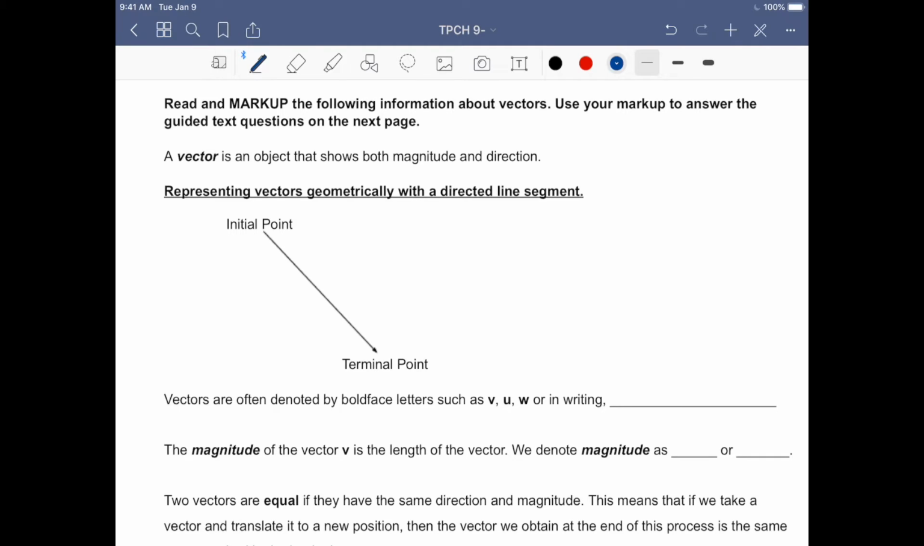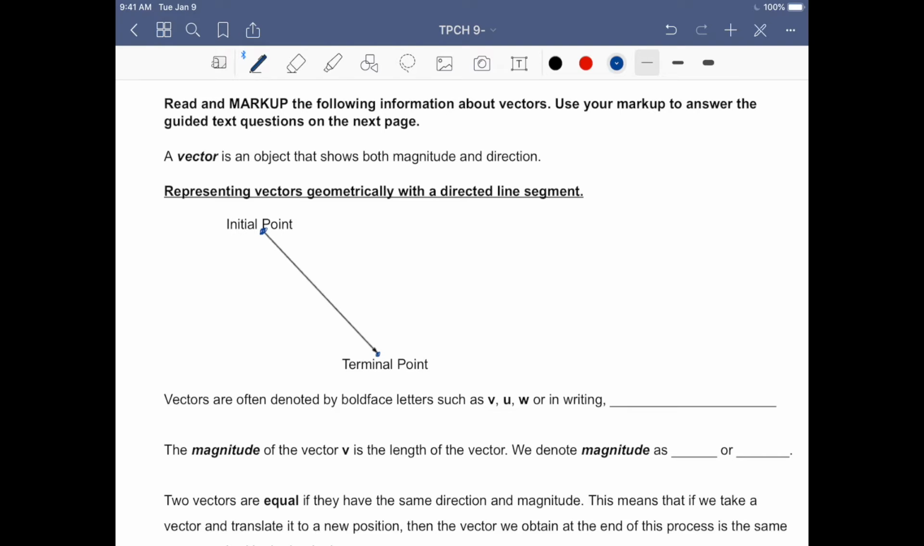A vector is an object that shows both magnitude and direction. Representing vectors geometrically with a directed line segment, you're going to have your initial point going to a terminal point. And we usually put an arrow from the initial point to the terminal point.